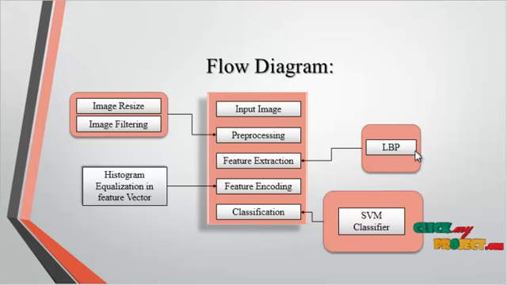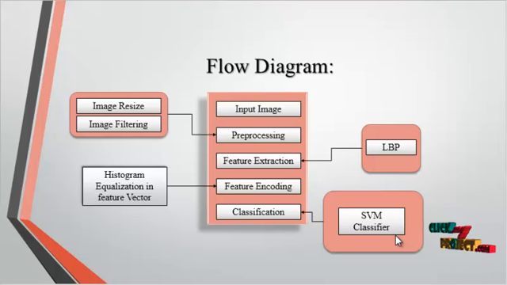LBP is nothing but the local binary patterns. In these local binary patterns, the pattern values are extracted from the face image and then undergo feature encoding. In this feature encoding process, the extracted pattern image is encoded by using histogram vector creation. After the feature encoding, the classification is done by using the SVM. SVM is nothing but the support vector machine.